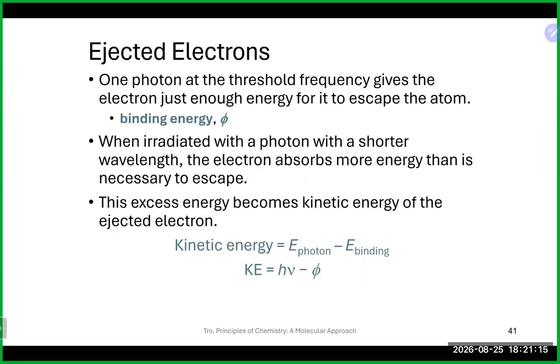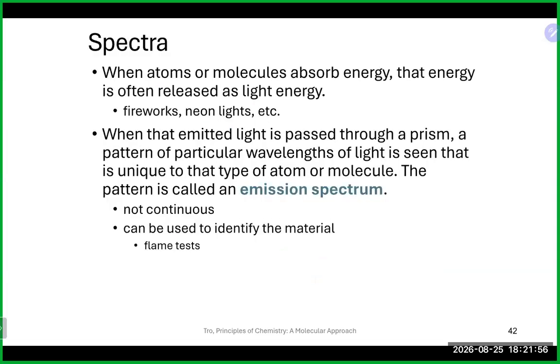All right, so let's continue. We were talking a little bit before we got into these calculations about Einstein and the photoelectric effect, where they shine light on metal and saw that electrons would be ejected from the surface of the metal once you got over a threshold frequency. When irradiated with photons of shorter wavelengths, those electrons absorb more energy than is necessary for them to escape. This excess energy becomes the kinetic energy of the electron as it gets ejected. You could calculate the kinetic energy, which we're probably not going to do, by taking the photon energy minus the binding energy.